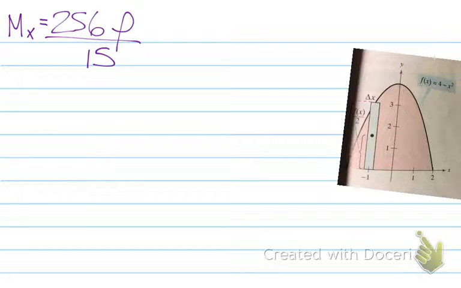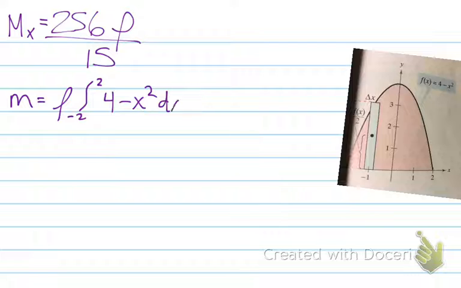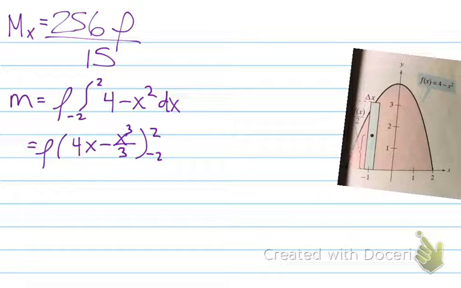Now we need to go back and find m. And if you look at the formula for what m would be, you get rho times the integral from -2 to 2 again of f of x minus g of x, so 4 minus x squared dx. So if we take the integral of that, we get rho times 4x minus x cubed over 3 from -2 to 2. And if you plug in -2 and if you plug in 2, you should get 32 rho over 3. And I'll let you check that to make sure that that works.